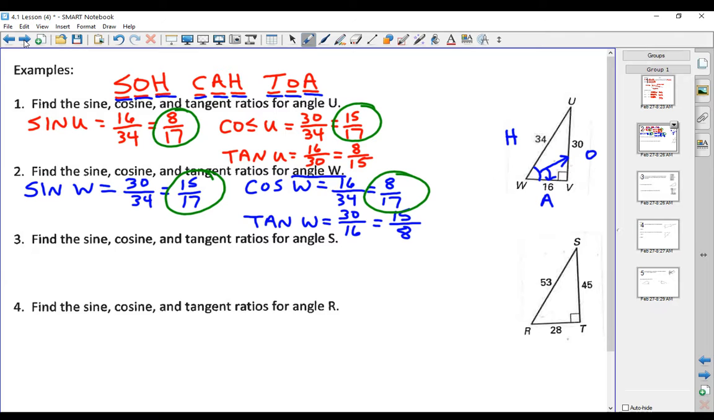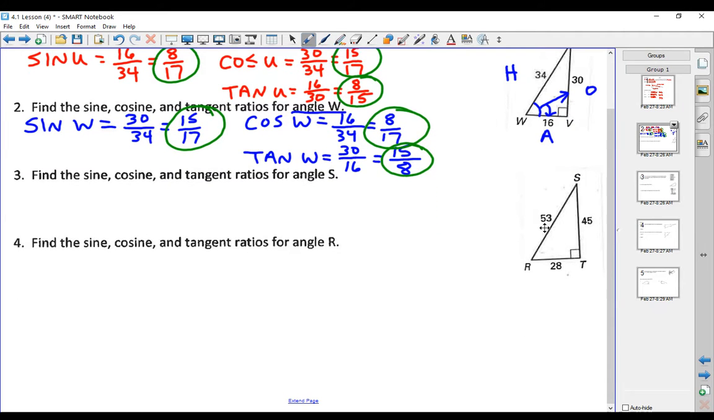Now, as far as the tangents are concerned, notice that the tangents of the two angles are reciprocals of each other. Remember, a reciprocal can be formed when you take a fraction and flip it upside down. So that's a really easy way to check yourself when you're finished on these to make sure that you've got the right answers. Let's look at the next couple of examples.